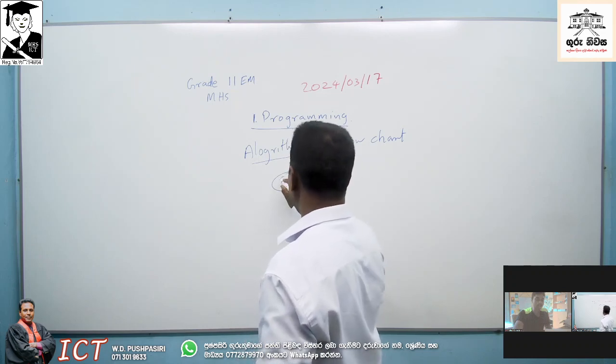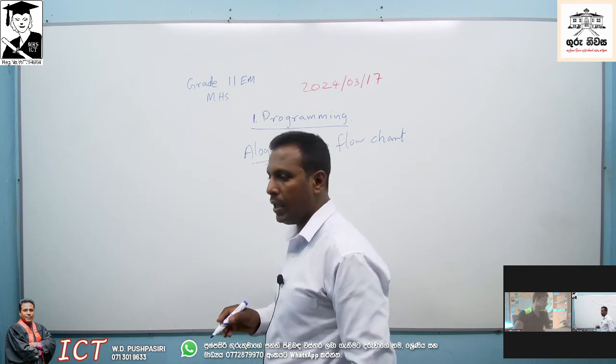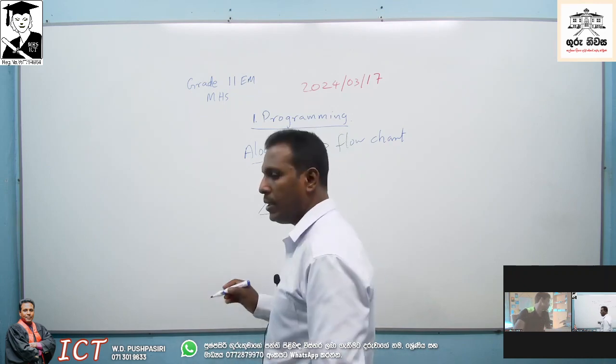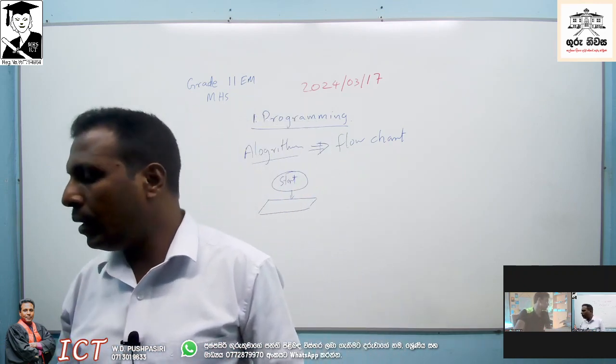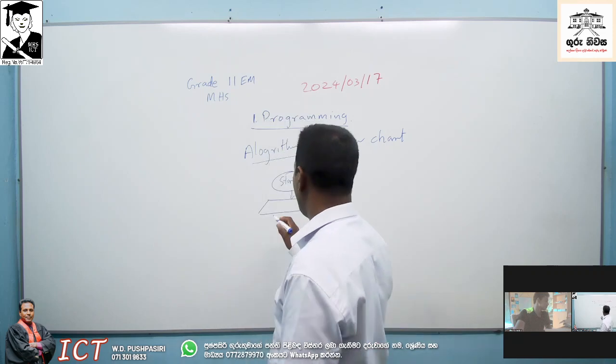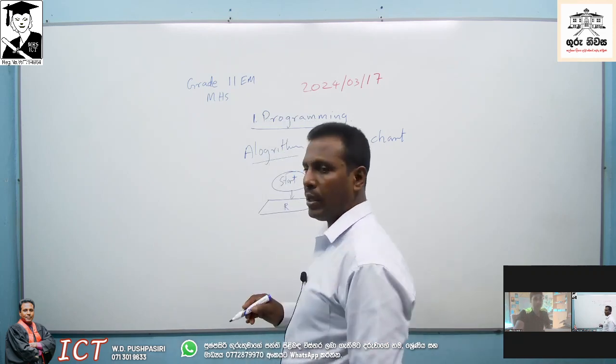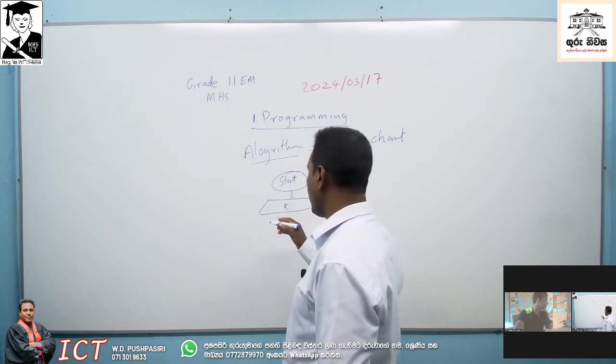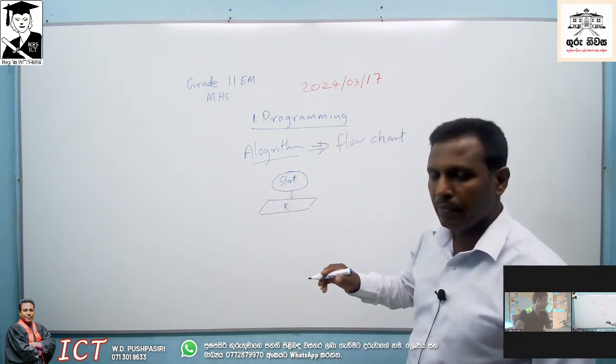And then you write down start or begin, doesn't matter. Start or begin, right? And then you have to input something because there are some inputs. So what is input here in this problem? Radius, no? R. Radius. So you can say input R or you can say input radius or whatever it is, right?